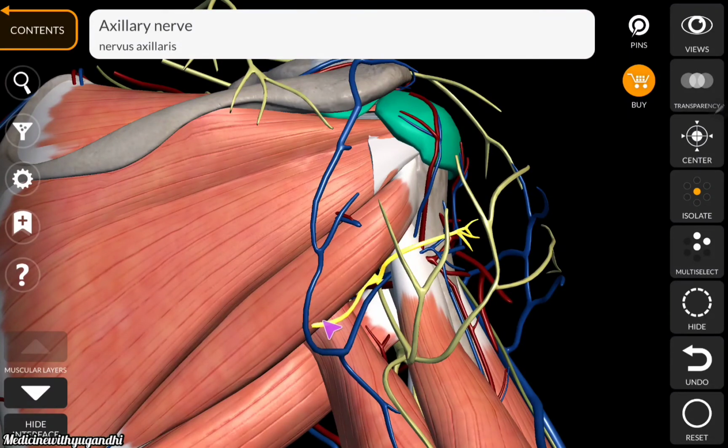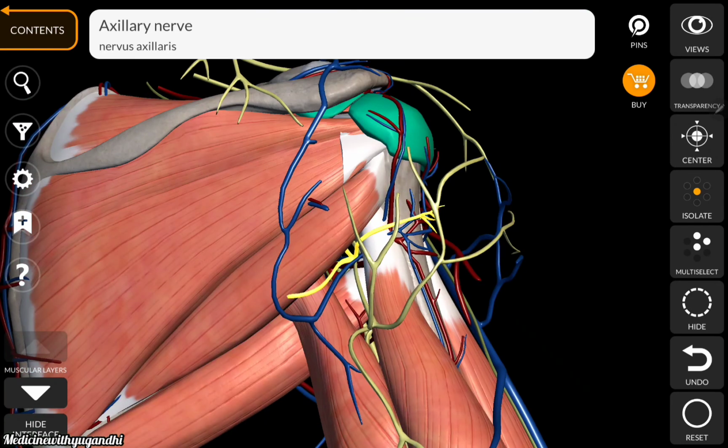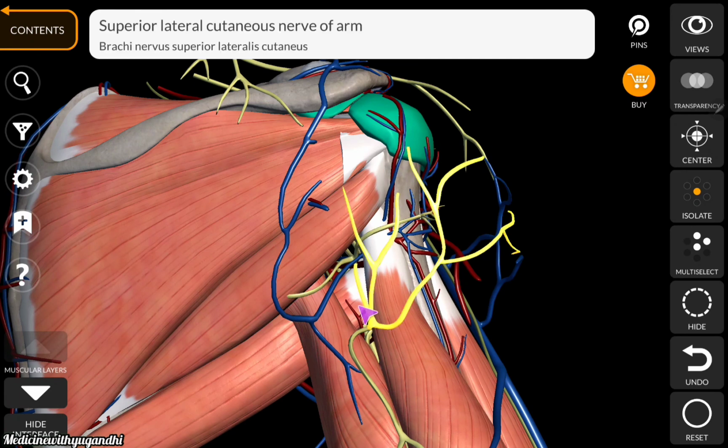As I already mentioned, the posterior branch ends on the teres minor muscle as a pseudoganglion. Also, this posterior branch of the axillary nerve in the lower part of the deltoid muscle pierces the deep fascia of the deltoid muscle. Then it continues as the upper lateral cutaneous nerve of the arm. Here you could see the upper lateral cutaneous nerve of the arm supplying the skin over the deltoid and lateral upper portions of the arm.